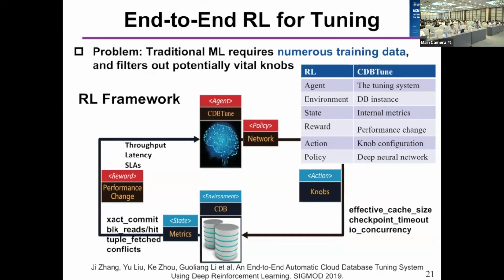So we have 6 important components here. Agent means the tuning system. Environment is the database instance. State is some metrics. Action is tuning the knobs. Policy is how to capture the agent. And the reward means that after we tune the knobs, how can we evaluate the tuning?